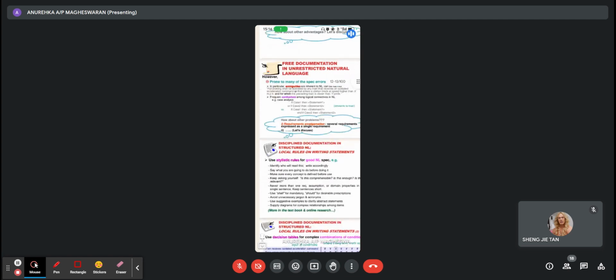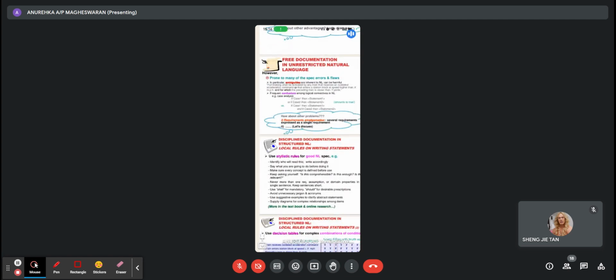Okay, so now can anyone tell me what are the pros and cons of this unrestricted natural language? What are the advantages and disadvantages of using such natural language? Would anyone here like to share some points? Advantages, disadvantages when you are using unrestricted or unstructured natural language. Anyone?